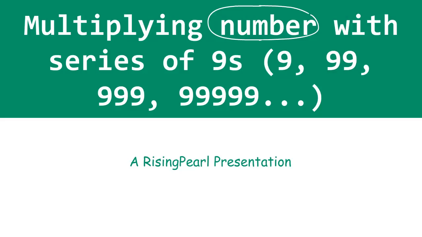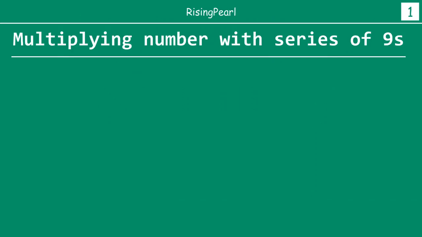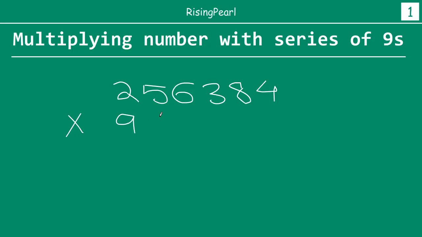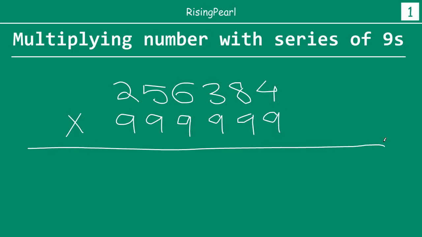Now obviously we are not going to use our regular usual way of multiplication. That is a given, isn't it? So let's make sure we understand what we are talking about. Let's write a number, any number. So let's say 2, 5, 6, 3, 8, and how about maybe 4. Let's say we have to multiply this number by 9, 9, 9, 9, 9, 9. If you want to do this multiplication, what will be the answer? That is what we are trying to find out in this video.